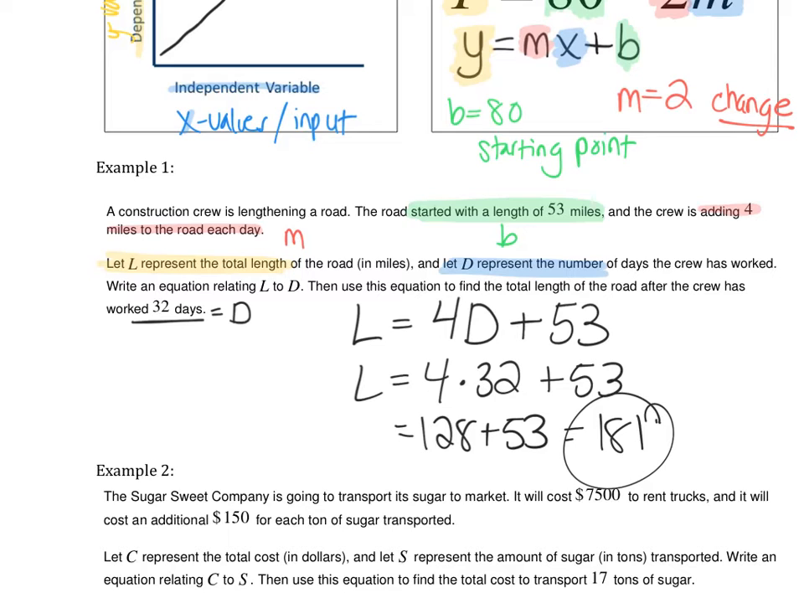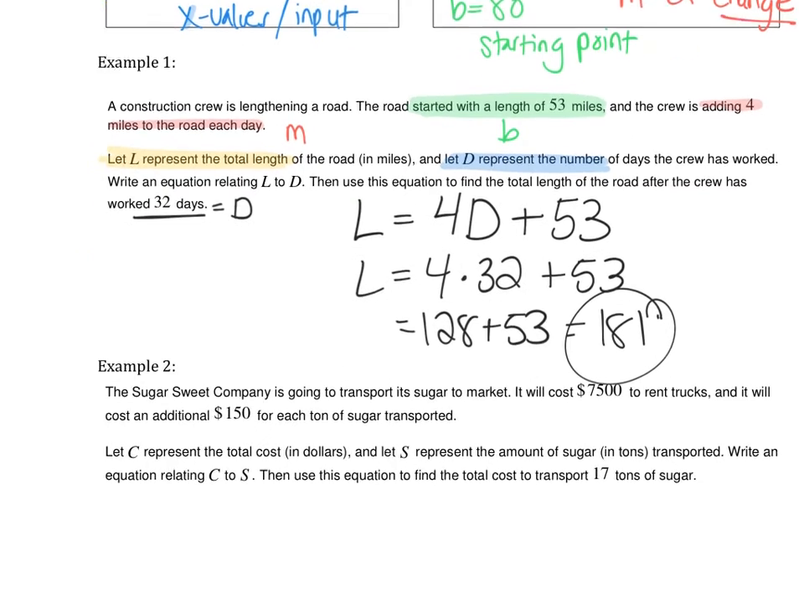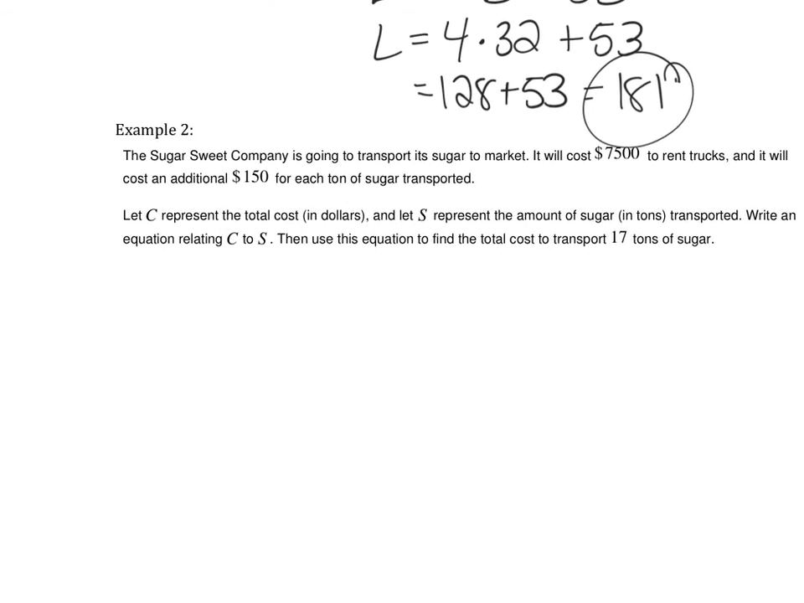Okay, so we set up our equation to match what they were in the word problem. We found the b, we found the slope, and we figured out which one was the independent and the dependent variable. The more that you do these problems, the better you'll get at them. So let's look at the next example.